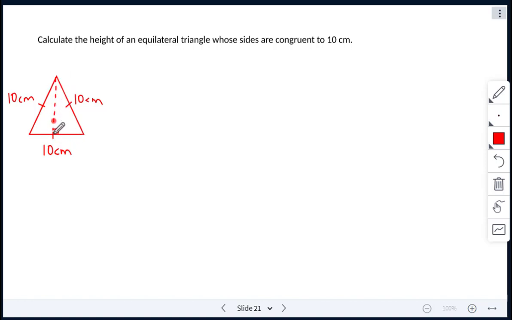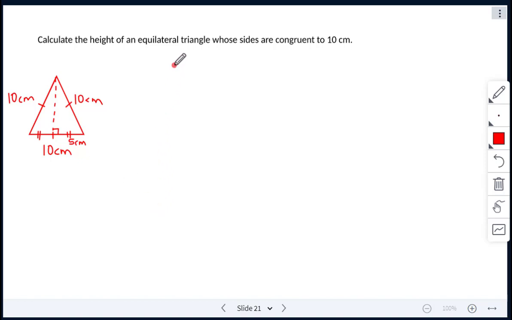If we've split it down the middle, we know the full length is 10. Yes, that's correct. So we are going to label those two sides as 5 centimeters. Now we can calculate for this side here, the height of that triangle.